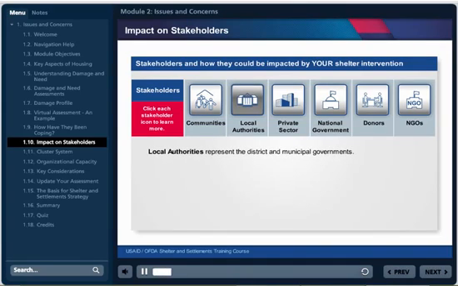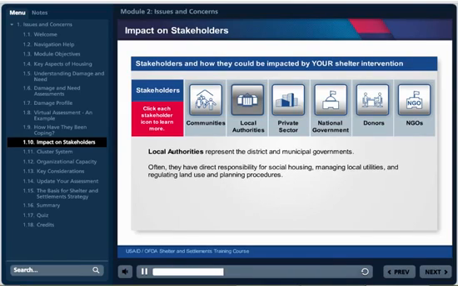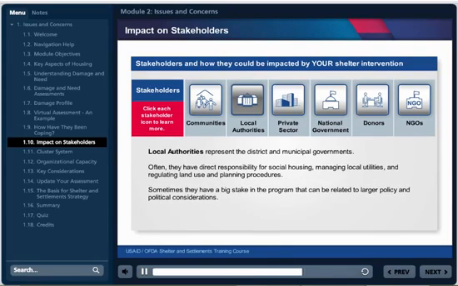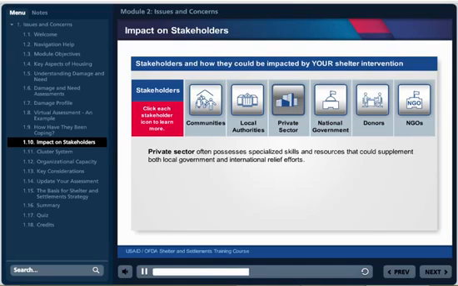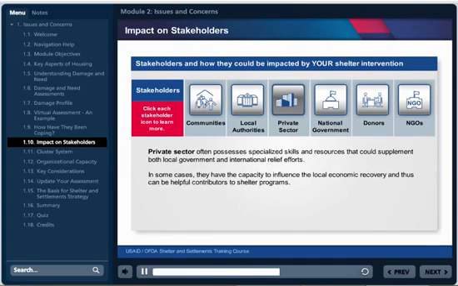Local authorities represent the district and municipal governments. Often they have direct responsibility for social housing, managing local utilities, and regulating land use and planning procedures. Sometimes they have a big stake in the program that can be related to larger policy and political considerations. Private sector often possesses specialized skills and resources that could supplement both local government and international relief efforts. In some cases, they have the capacity to influence the local economic recovery and thus can be helpful contributors to shelter programs.